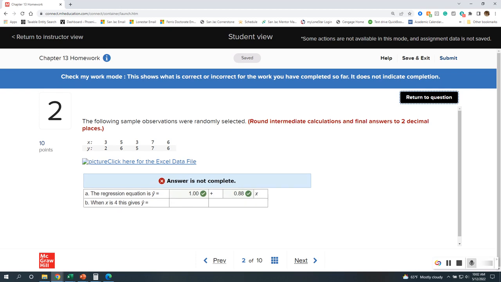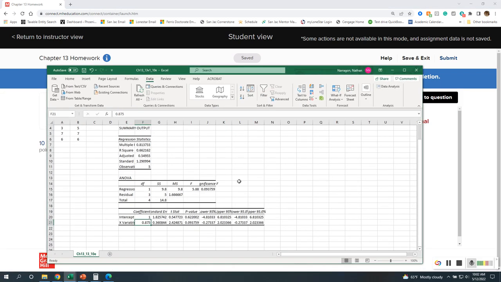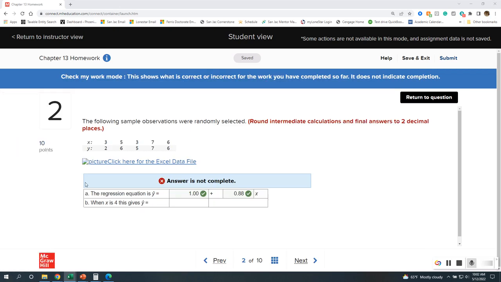There we go. So again, I didn't have to go through all the formulas for actually computing the intercept or the x value when it gives me the data. Okay, that's the nice part. Again, using the software to help us out.